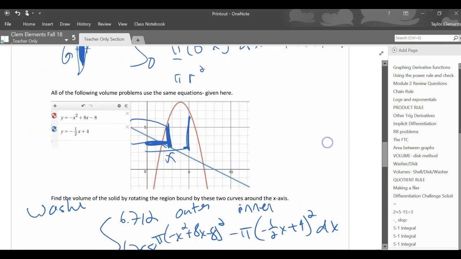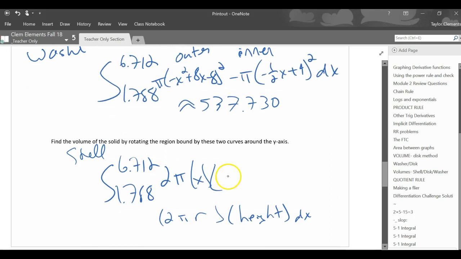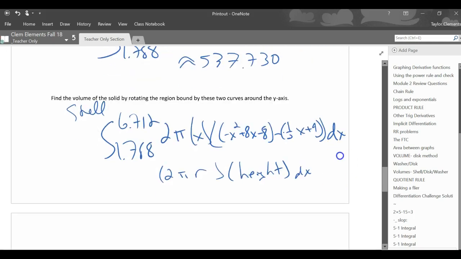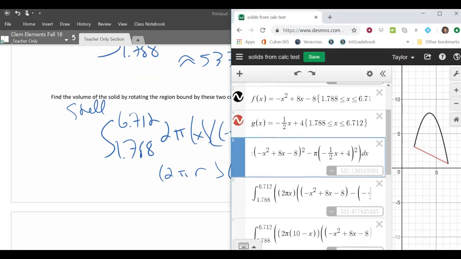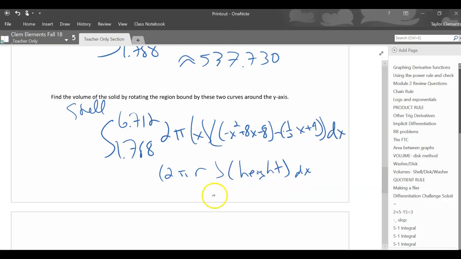Height is just going to be the top one minus the bottom one. At each slice, it's just the red one minus the blue one. So red one minus blue one: negative x squared plus 8x minus 8, minus the blue one, negative 1/2 x plus 4, times dx. That's it. Let's see what we get when we do that. Let me make sure I type that in right. 531.447.